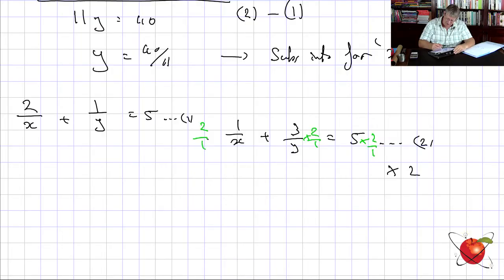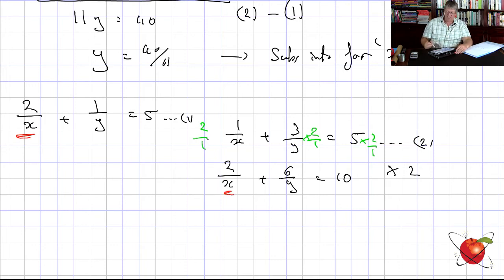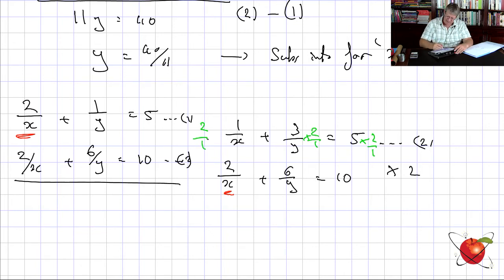That is going to be 2 over x plus 6 over y equals 10. Now can you see something? Look here. That is 2 over x and 2 over x. It's the same. So what can we do? We can slide them under and then take equation 1 and subtract equation 2.